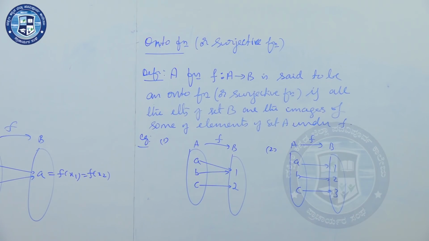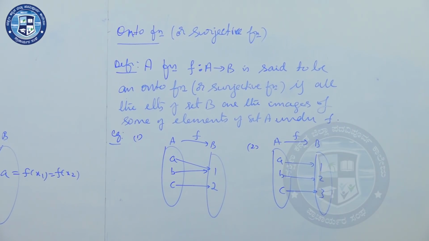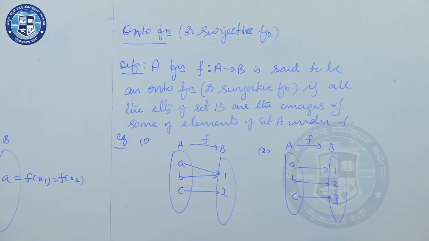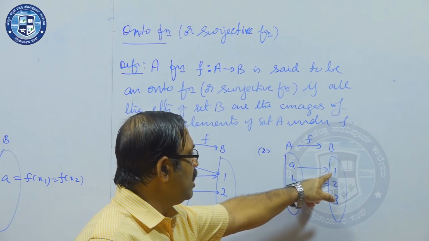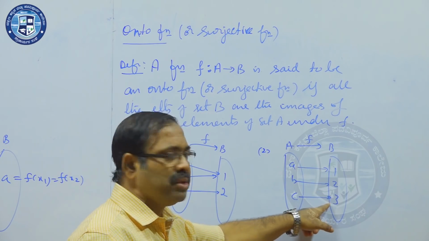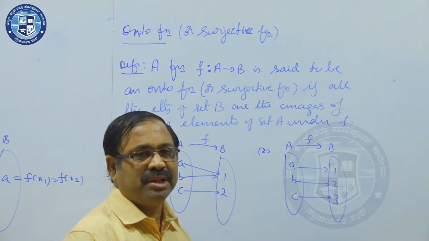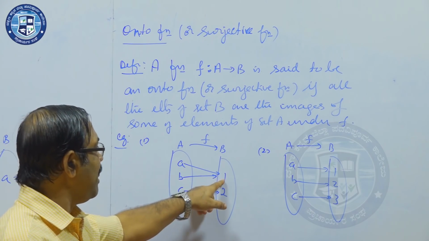So observe this. 1 to 1 means, what is the meaning of 1 to 1? Distinct elements have distinct images. See, this is 1 to 1 also. Here you can write A going to 1, B going to 2, C going to 3, right? The function is 1 to 1. Why? Distinct elements have distinct images. Is the function 1 to 1? No, because two elements have image 1.